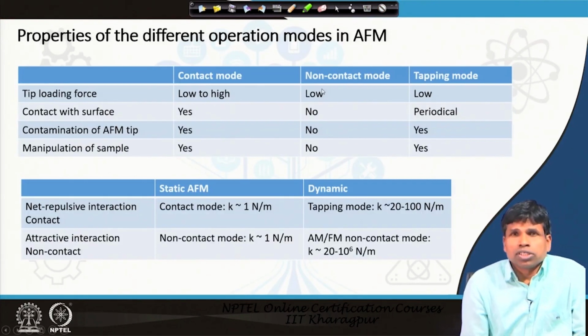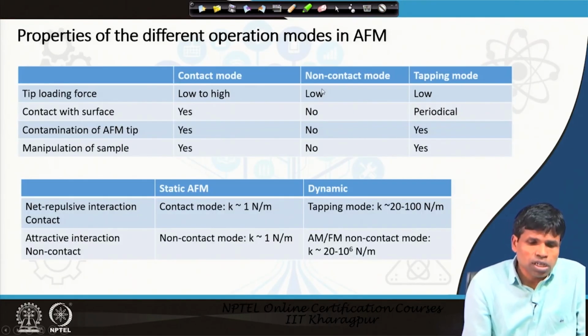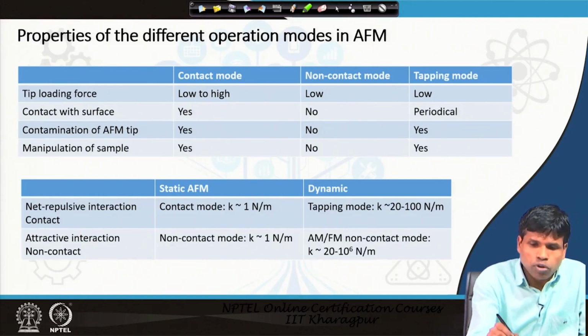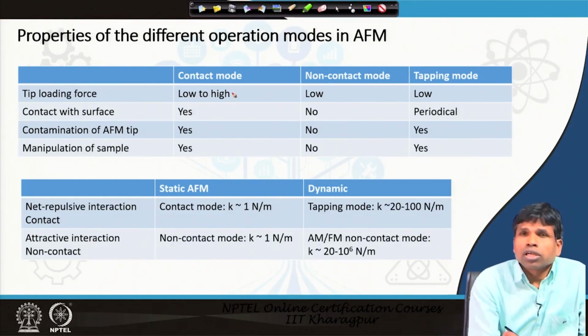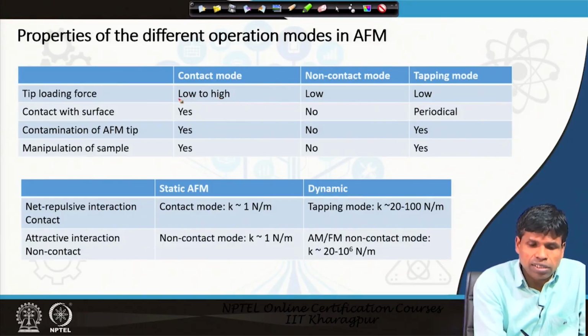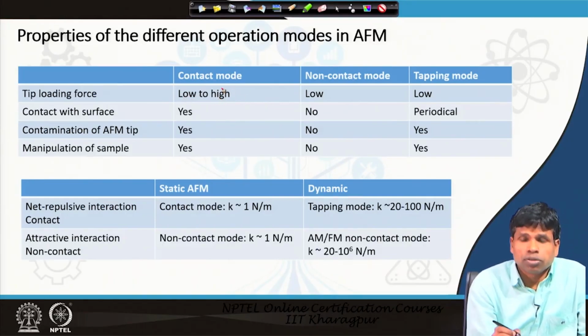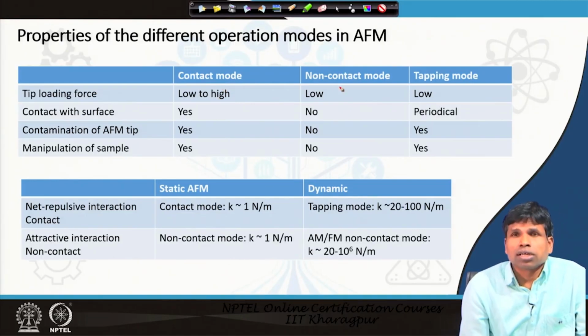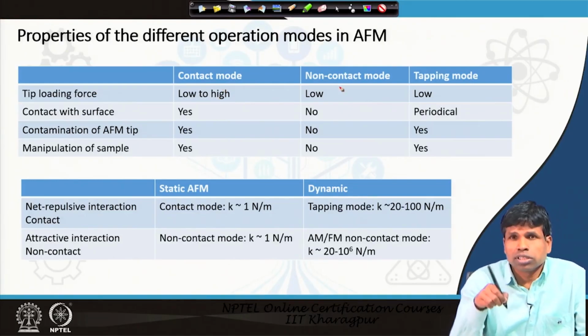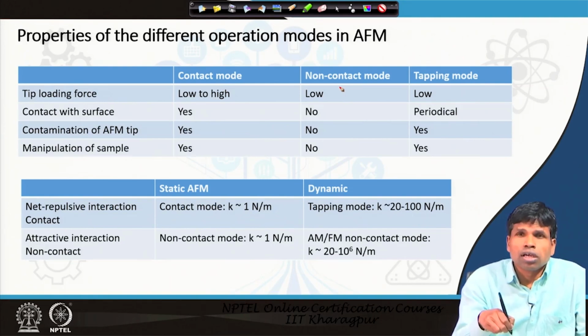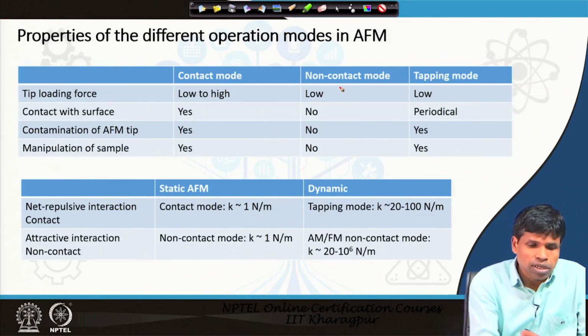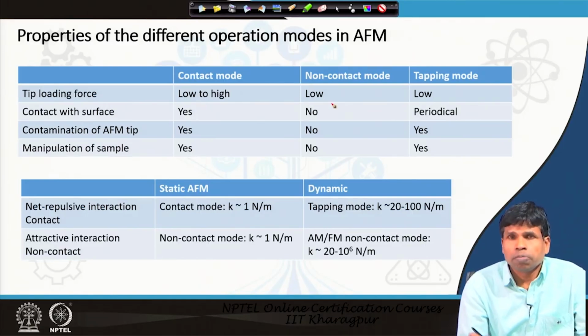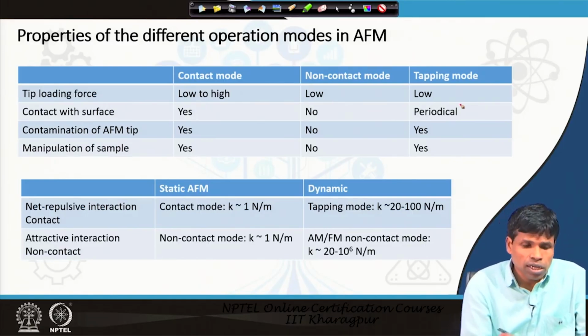If we look at the properties of these different modes, certainly the tip loading force with a contact mode is normally high compared to the others. It is normally, as I have mentioned, more than 1 nanonewton. In non-contact and tapping mode, the loading force, that is the force we load on the cantilever tip, is less. Similarly, contact with the sample: contact mode yes, non-contact mode no, and tapping mode periodical.